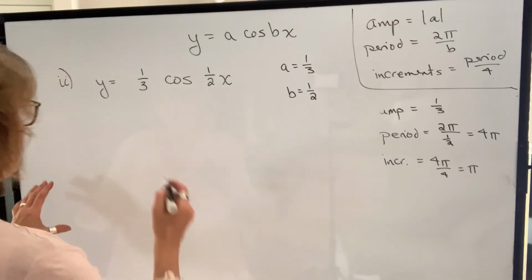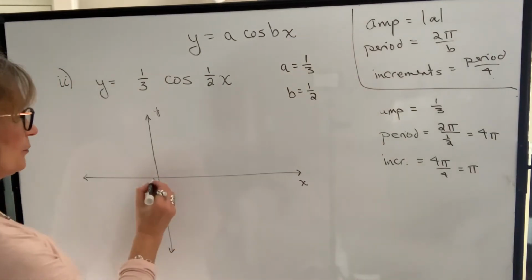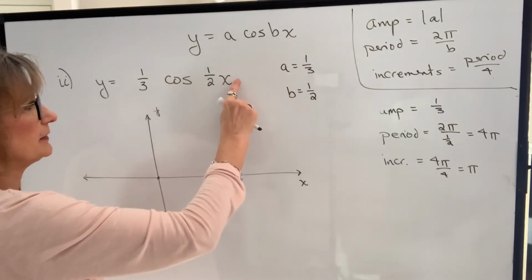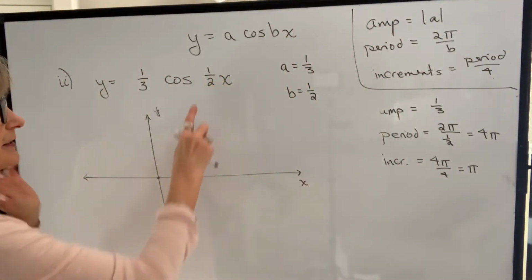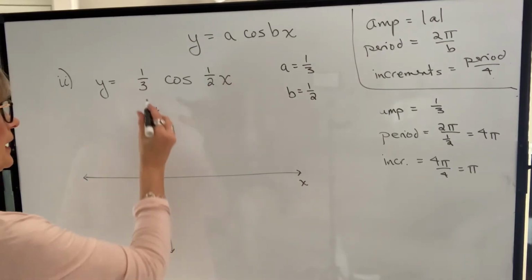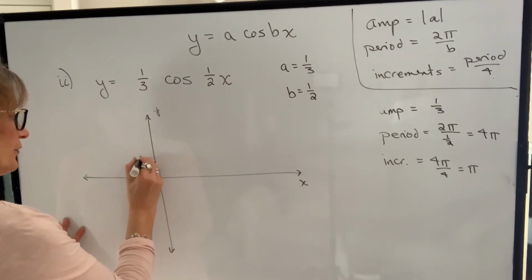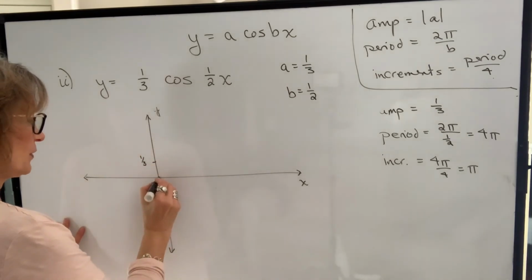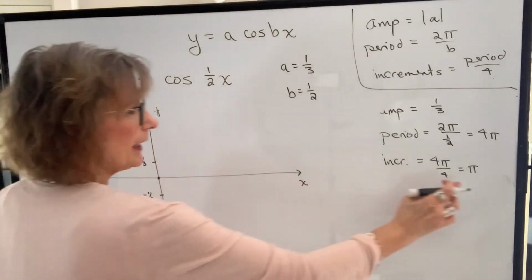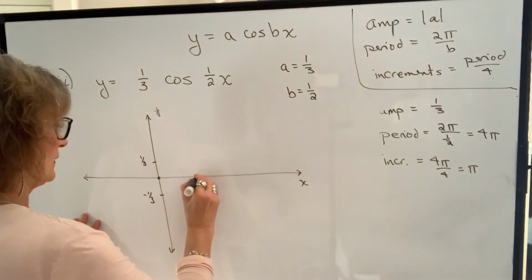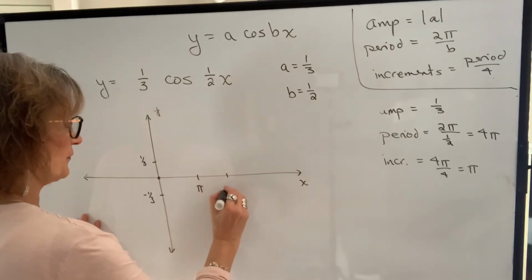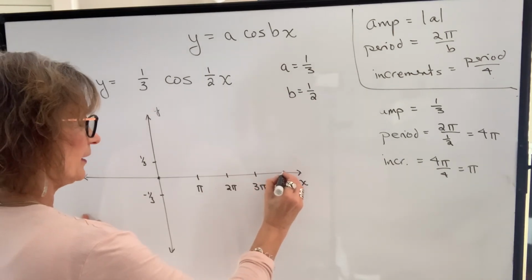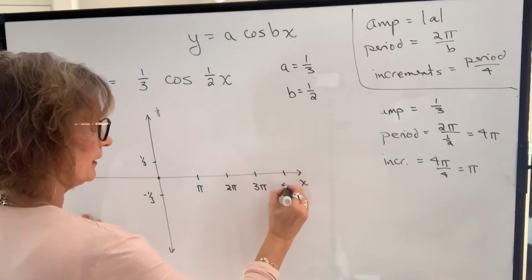Given that information, I can draw the graph. So my starting point is the origin. There was no horizontal shift. There was nothing added or subtracted inside the cos function. And my amplitude is 1/3, so my maximum value is 1/3, my minimum value is -1/3. So I start at the origin where x is 0, and I go by increments of pi. So pi, another increment of pi is 2 pi, another increment of pi is 3 pi, and another increment of pi, I add pi again, is 4 pi.